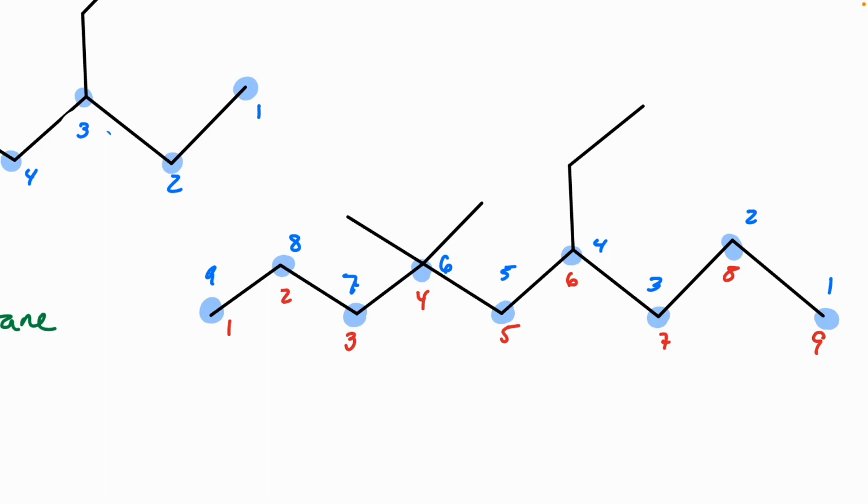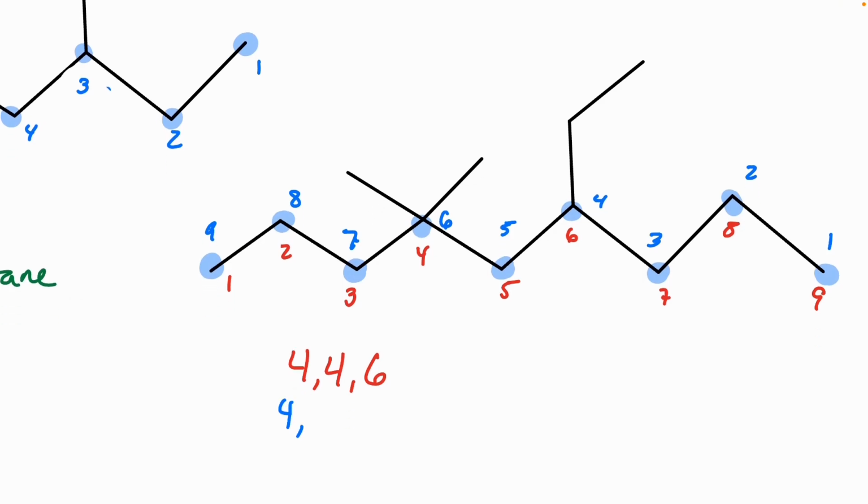If I'm going to list my locants of all my groups in the red numbering scheme, it would be 4, 4, and 6 because I have 2 methyl groups on there. If I were to list my blue numbering scheme, it would be 4, 6, and 6. So I don't have to resort to alphabetical order in this one. I don't have a tie. All right, so it is indeed the red numbering scheme that we're going to pick.